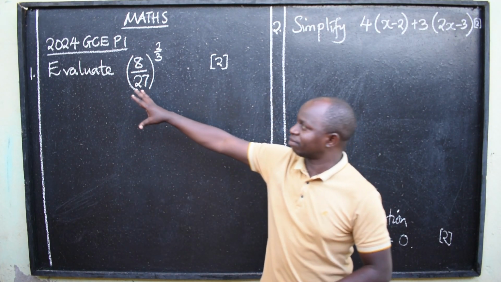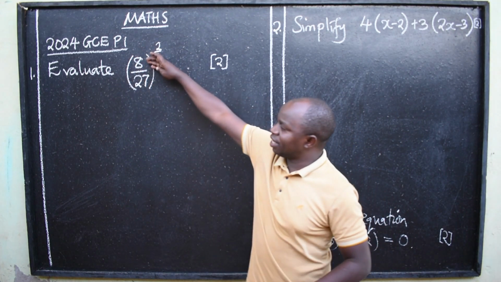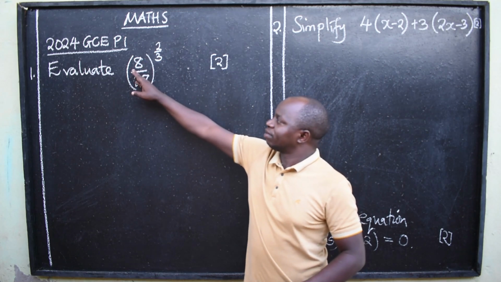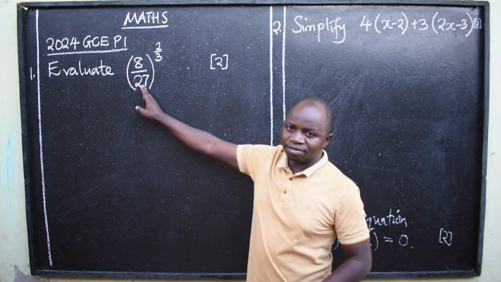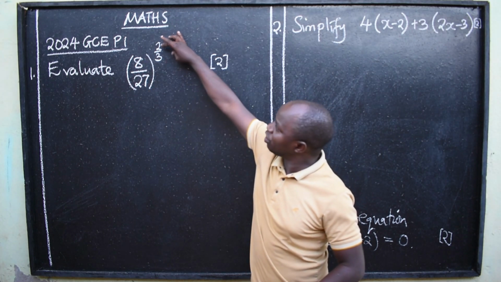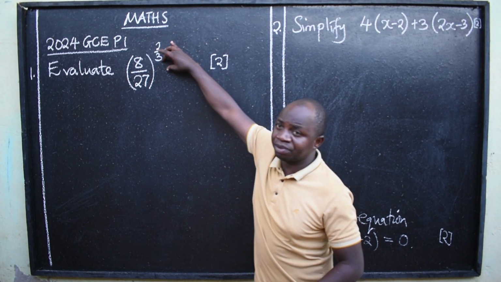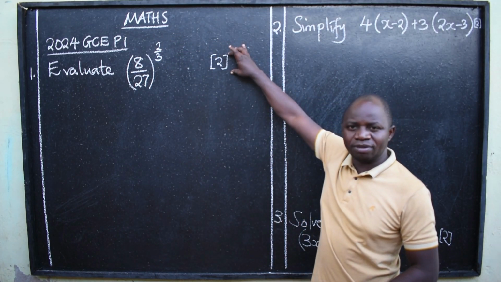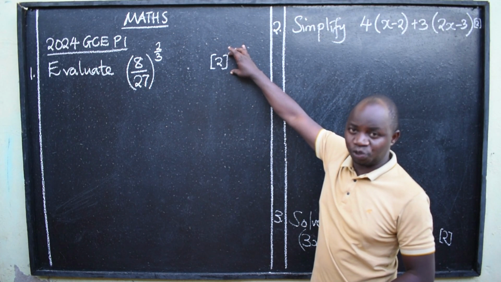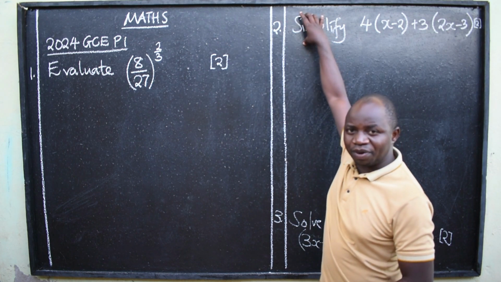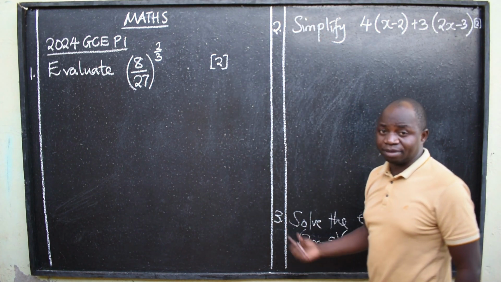The first question: evaluate 8 over 27 raised to the power 2 over 3. This was what is given. The number of marks, 2. I have the second question here and the third question.